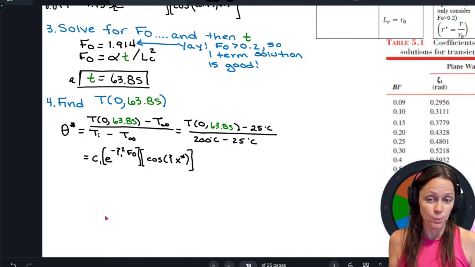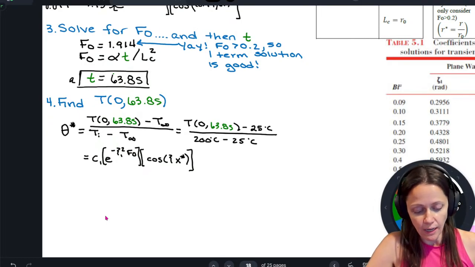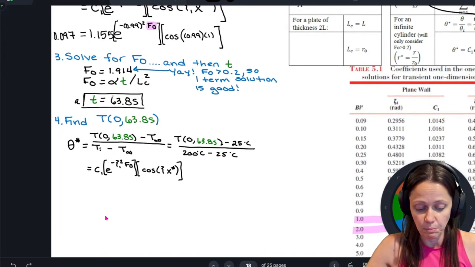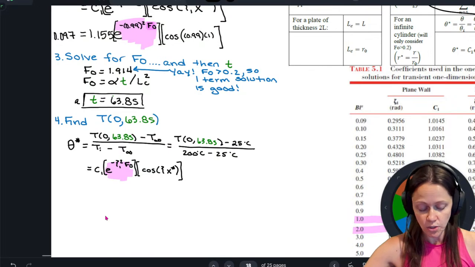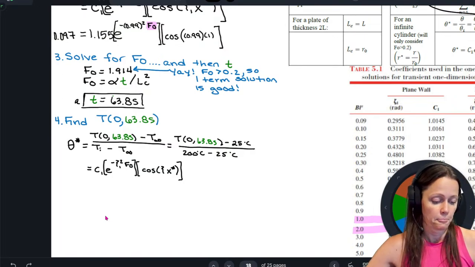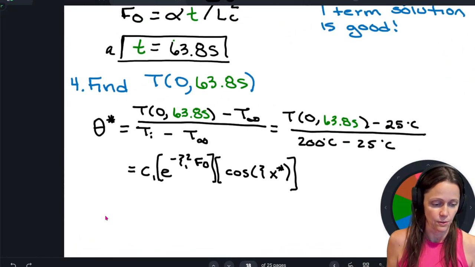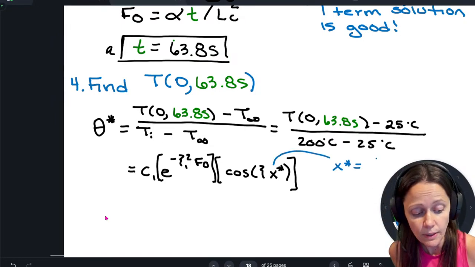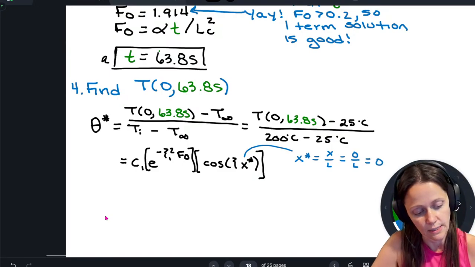Because we're still talking about that same time, 63.8 seconds, the Fourier number is still going to be 1.914. That zeta is still going to be 0.99. So these terms will not have changed. Of course, the C1 is still going to be 1.155. The only thing that will have changed is the cosine term, because now we're looking at x equals 0. And because x star equals x over L, and we're talking about x equals 0, this is just 0.